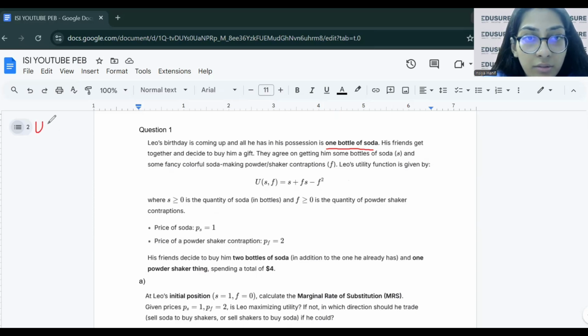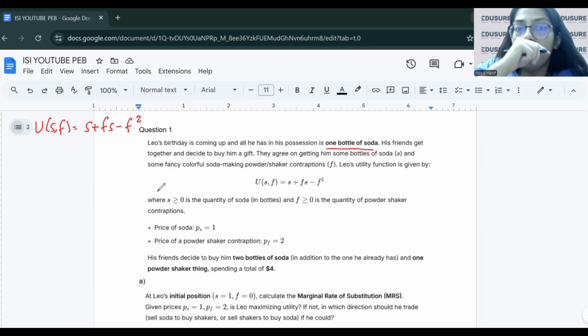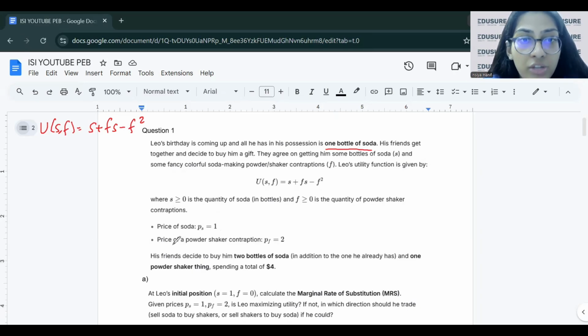Okay, so let's write it here. U is equal to S plus Fs minus F square, where S is greater than or equal to 0 is the quantity of soda in bottles, and F is greater than or equal to 0 is the quantity of powder, shaker, contraptions. Now, price of soda is equal to 1, price of a powder, shaker, contraption is 2. Okay, so PS is 1, PF is equal to 2.